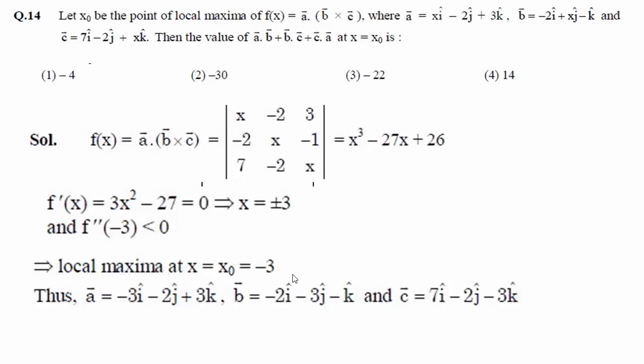Substitute the values of x in a, b, c. This implies that a dot b plus b dot c plus c dot a equals minus 22. Hence, the correct option is 3.